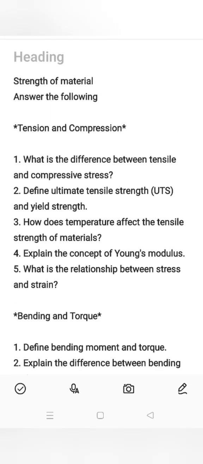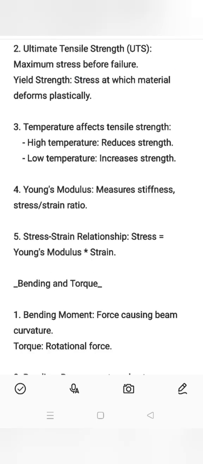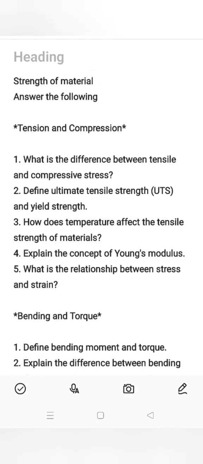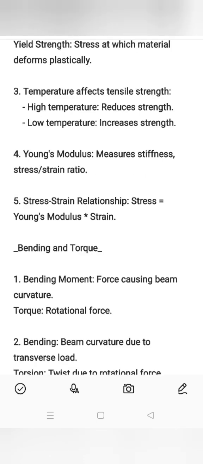Explain the concept of Young's modulus. Young's modulus measures stiffness. It is the stress to strain ratio. What is the relationship between stress and strain? The relationship between stress and strain can be represented as: stress is directly proportional to strain. Then the proportionality constant comes into play. Stress is equal to Young's modulus into strain.